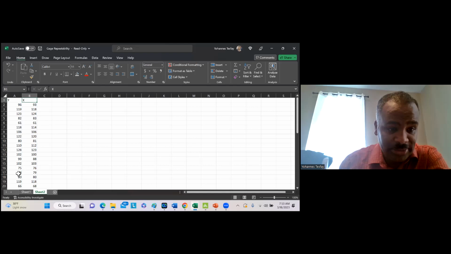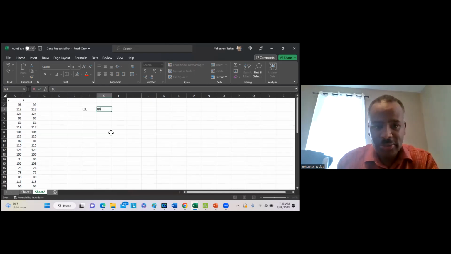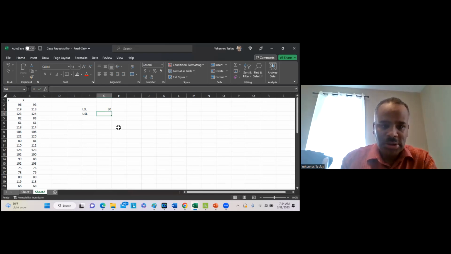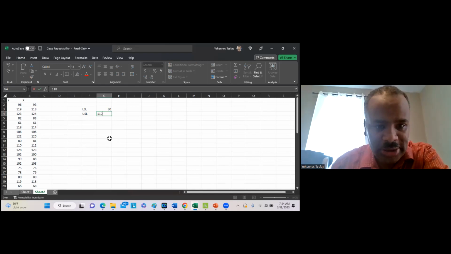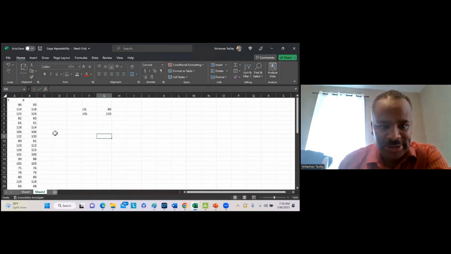80. This is your lower specification limit and upper specification limit. This one is 110. Okay, 110 just like that.